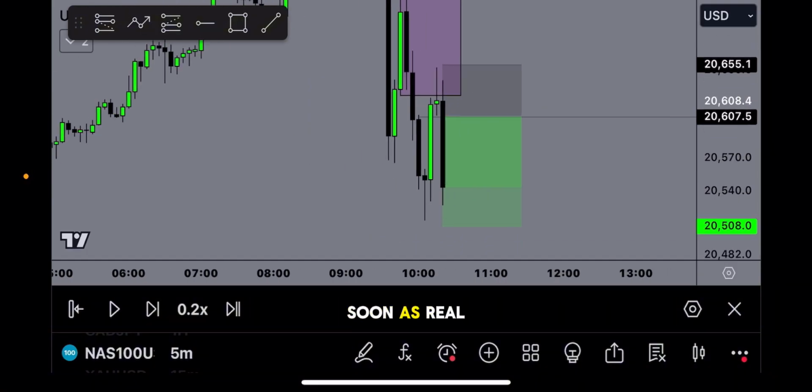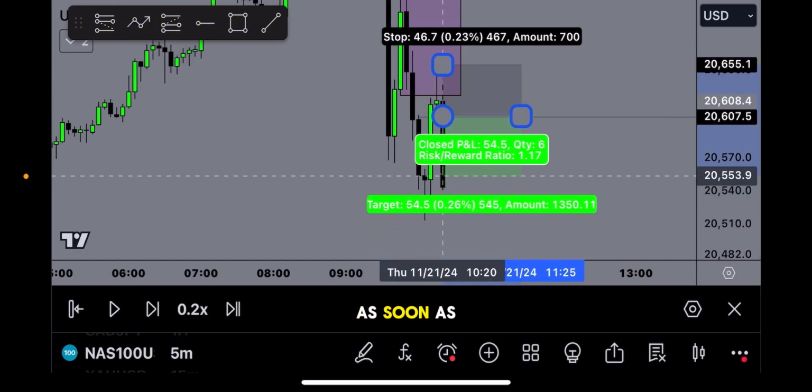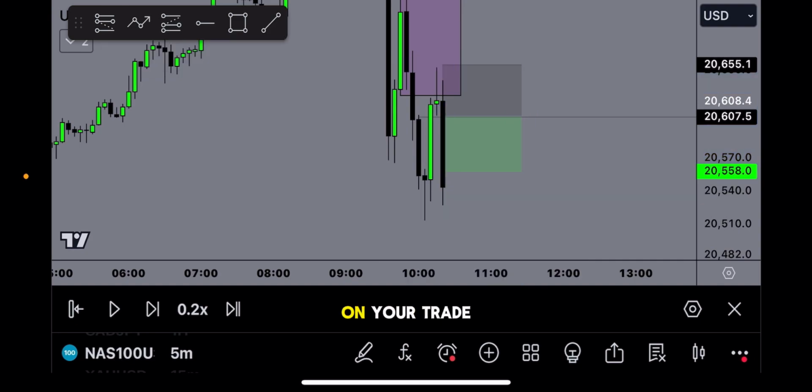So real quick, as soon as your 1-to-1 gets hit on your trade, you want to secure profits, okay? You don't want to leave the whole amount of money there. You want to at least secure profits because you never know what price is going to do. Price could easily hit your 1-to-1 and then shoot the opposite way and hit your stop loss and take everybody's money. So you want to make sure you secure profits when price hits your 1-to-1, or just close out your entire trade and just call it a day, okay?